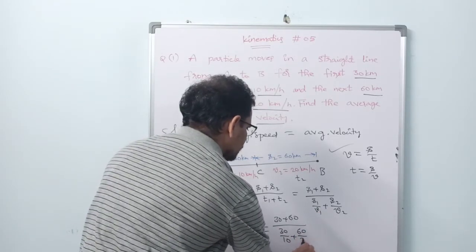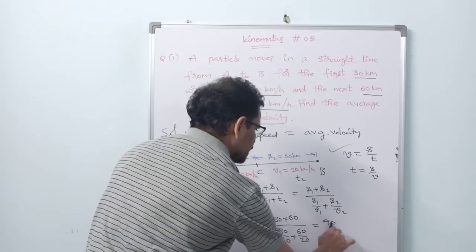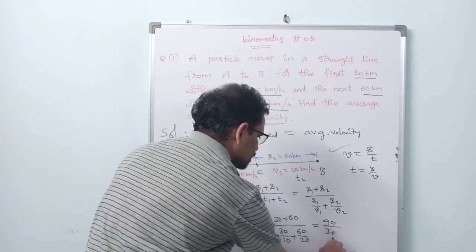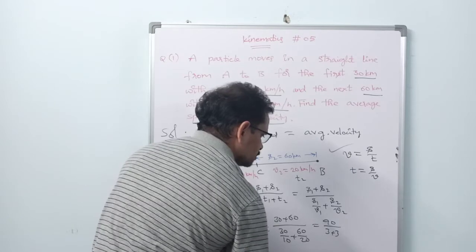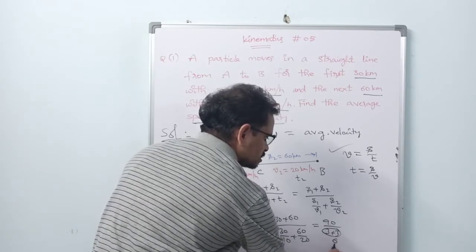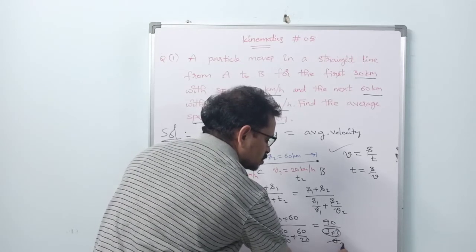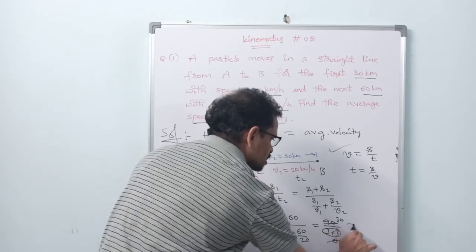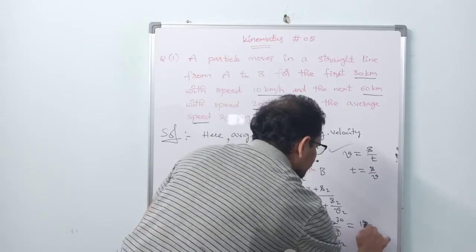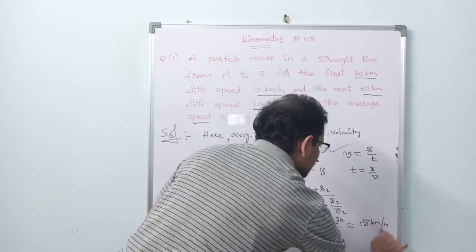60 by 20. So this is equal to 90 by 3 plus 3. 3 plus 3 equal to how much? 6. Again 6, 3 goes 2 times, 3 goes 30 times. This is equal to 15 kilometers per hour.